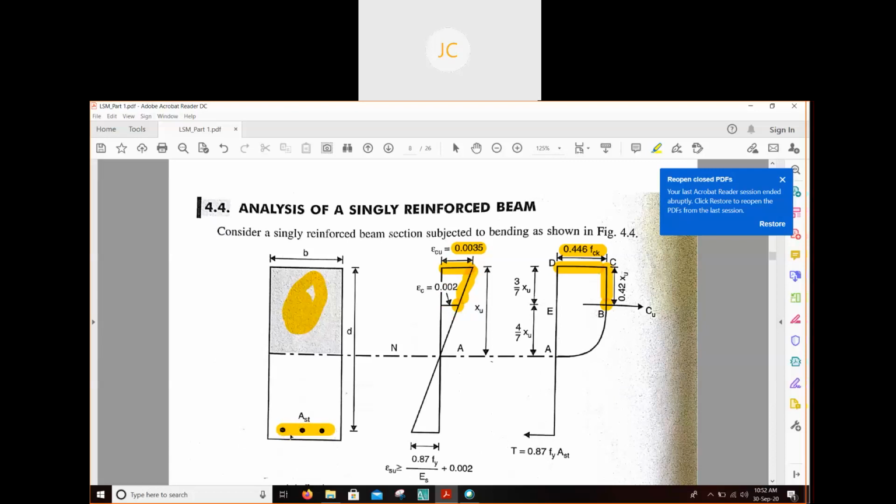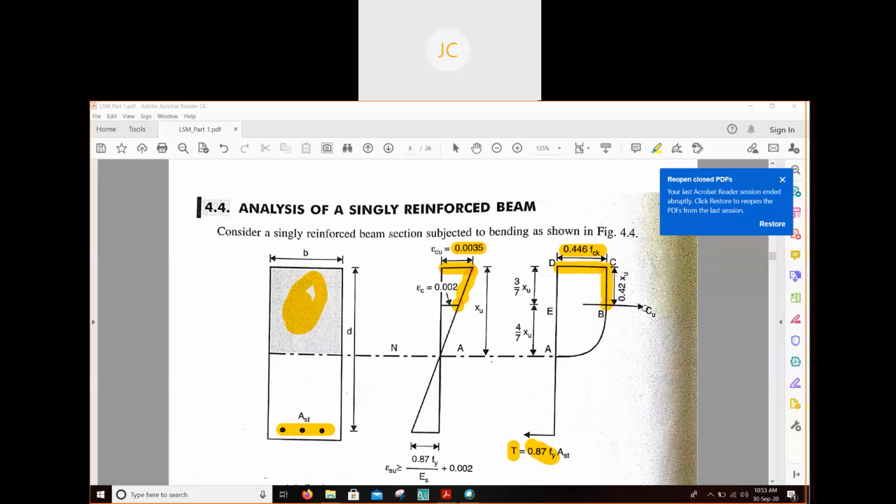The value of tensile stress is our design strength, and the area of steel is Ast. Stress into area gives the tensile force, because force equals stress into area. So our stress is 0.87 fy and the area is Ast. If you multiply these two values, we will get the total tensile force. Similarly here, for getting the compressive force, we have to do the same.